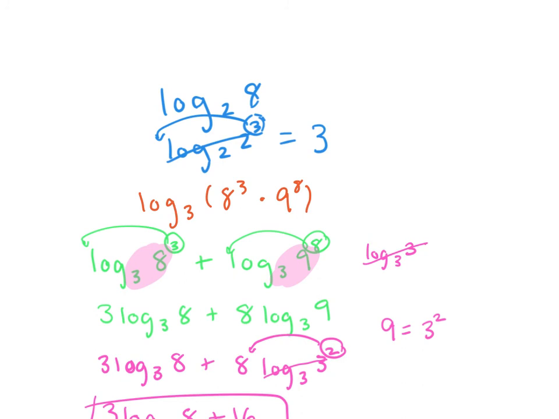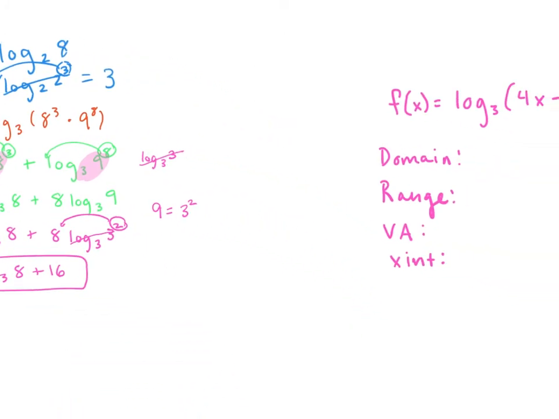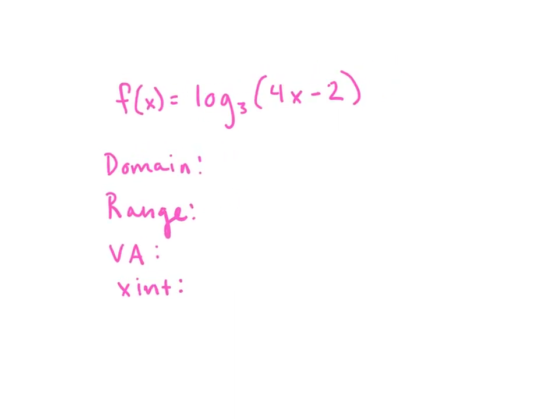So the majority of the test tomorrow is on 3.3 and 3.4, but there's one question from 3.1 and 3.2. So that's one of our log questions where we have to find the domain, range, vertical asymptote, and x-intercept. So you'll have one question like this. The rest of the test looks like the entire review.